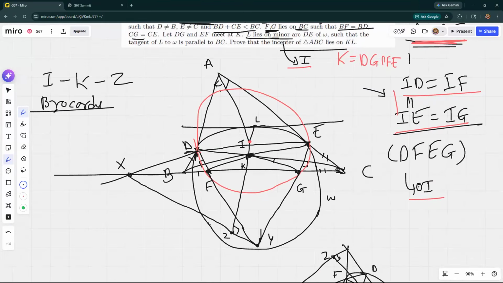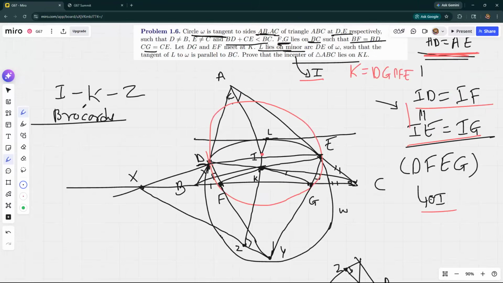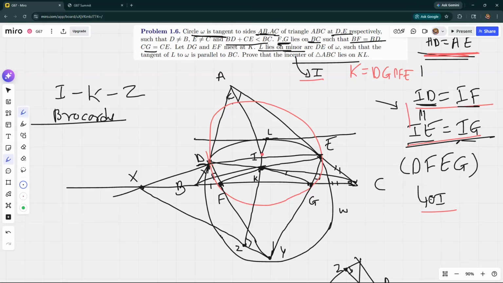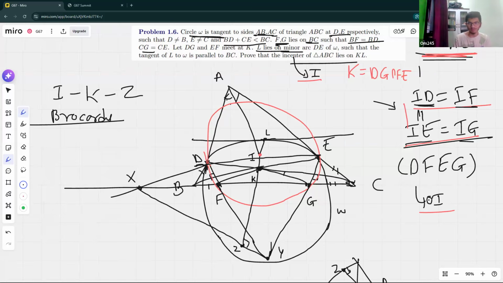Isn't it sufficient for DFG cyclic? Yes, because we proved ID equals IF equals IG equals IJ. So I is the center and all of these lie on this circle with center I. That's why it's cyclic. It's crazy that we use cyclicity by having a center, not an angle chase.